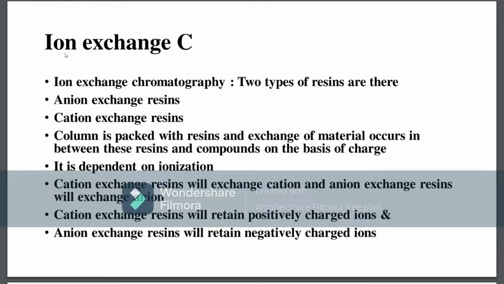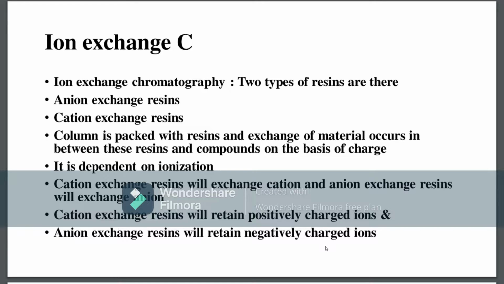Now coming to the next mechanism, that is ion exchange, and on the basis of this mechanism, the chromatography is known as ion exchange chromatography. Two types of resins are used in this: anion exchange resins and cation exchange resins. The column is packed with resins, and exchange of material occurs between these resins and compounds on the basis of charge. So it is dependent on ionization. Cation exchange resins will exchange cations and anion exchange resins will exchange anions. Cation exchange resins will retain the positively charged ions and anion exchange resins will retain negatively charged ions.